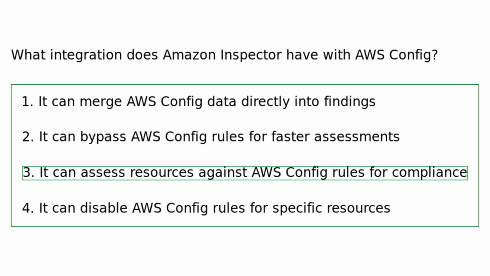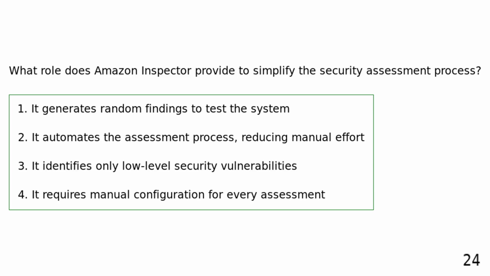Amazon Inspector can assess resources against AWS Config rules for compliance, ensuring that resources adhere to the defined configurations for security and governance. What role does Amazon Inspector provide to simplify the security assessment process? It generates random findings to test the system. It automates the assessment process, reducing manual effort. It identifies only low-level security vulnerabilities. It requires manual configuration for every assessment.